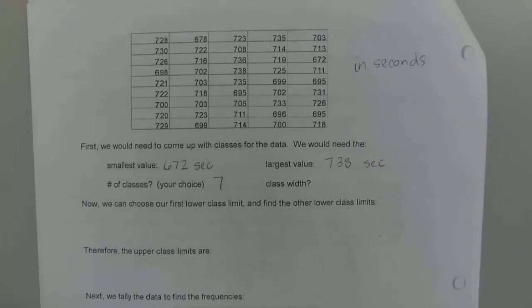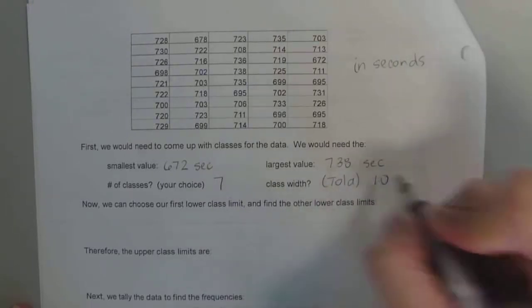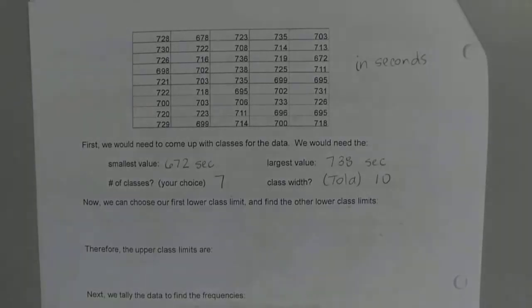So if that's true, what are we going to need for class width? I would tell you this, it's going to be a width of 10. What does that mean? It means it holds up to 10 time frames. So if we're starting at 672, it's going to go from 672 all the way up to 681. It's going to have a chunk of 10 seconds.